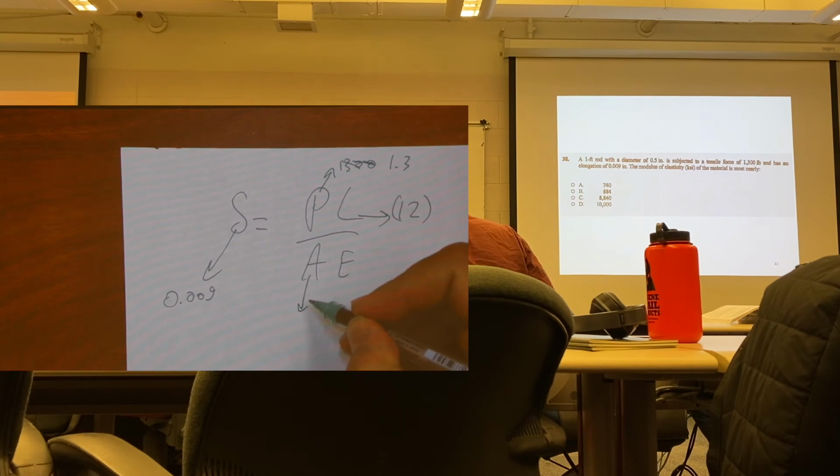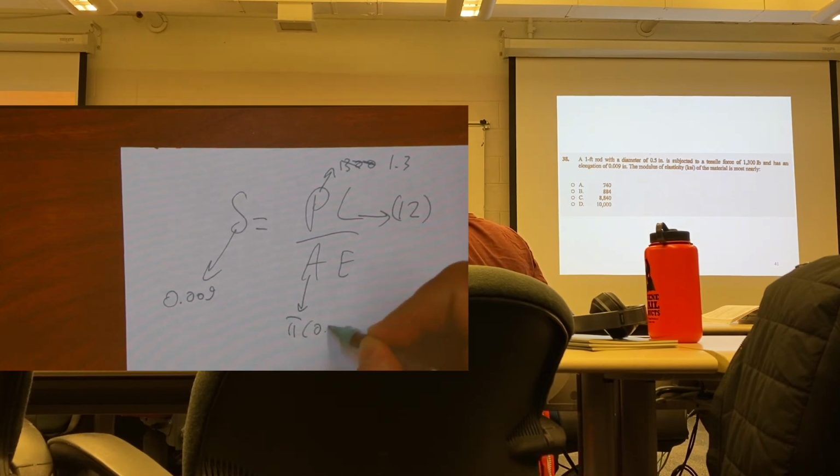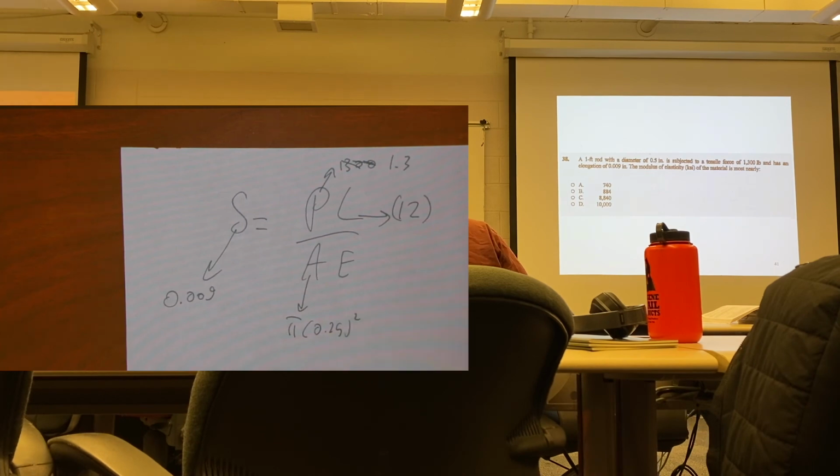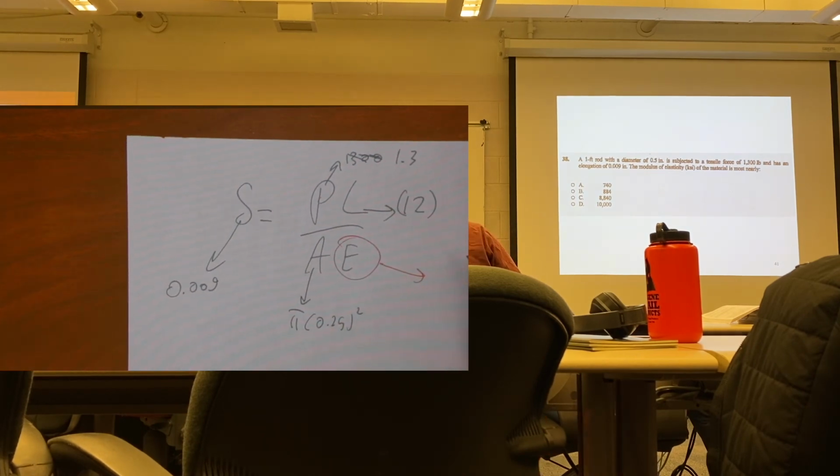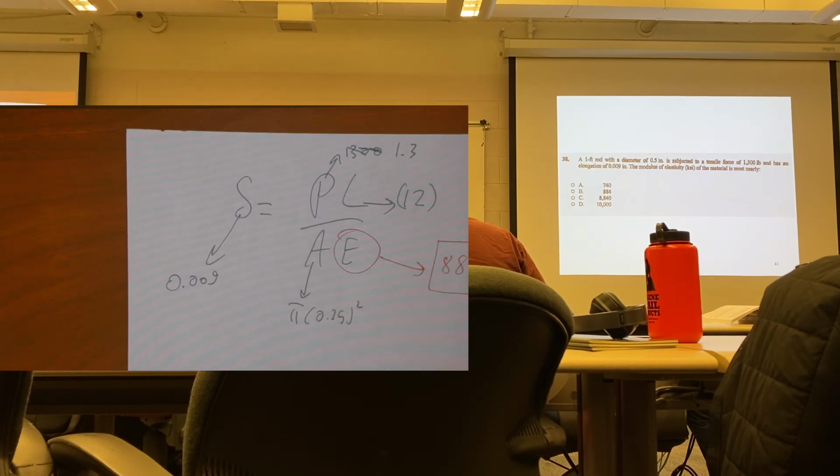What is the area? Pi times 0.25 squared. If you solve this equation for E, you're going to get E equal to 8,840 ksi, which is answer C.